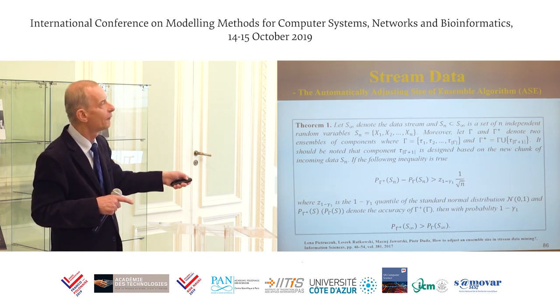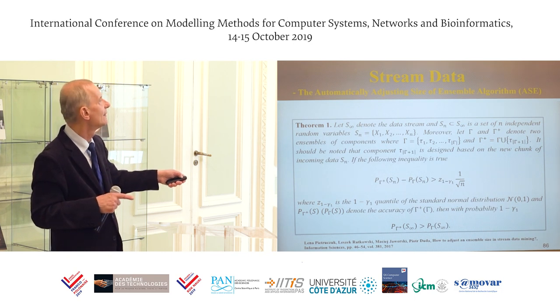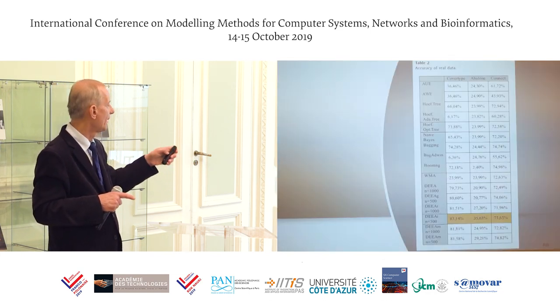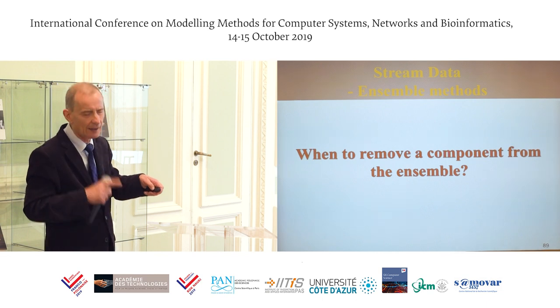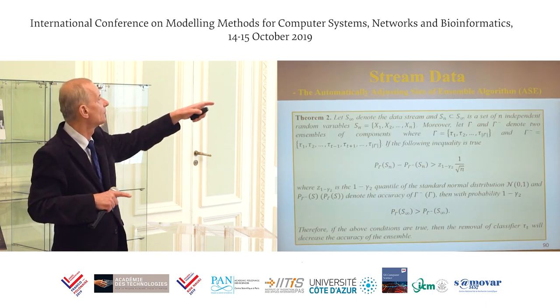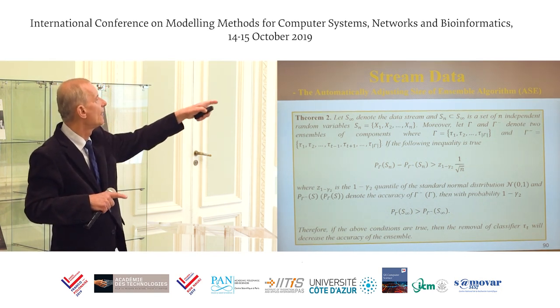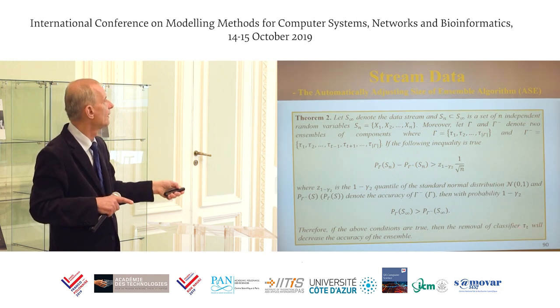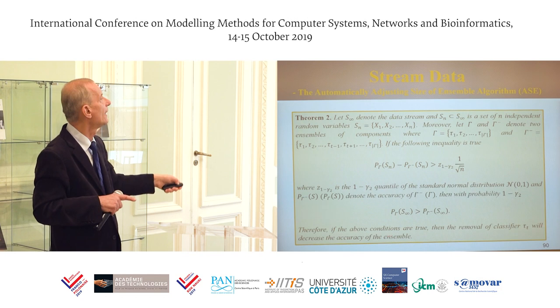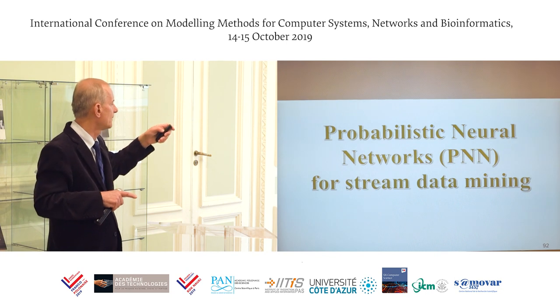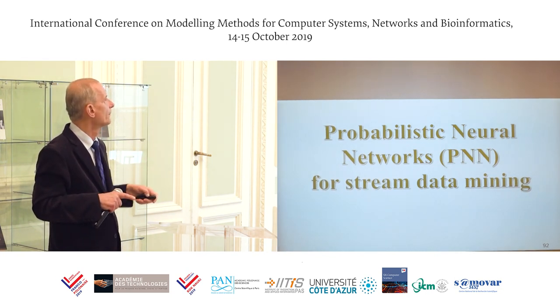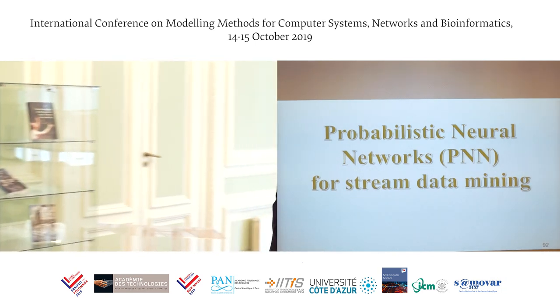And this is the number of observations in our current window. And this is the quantile of the standard normal distribution. So if it is satisfied, then we can expect the improvement, and it makes sense to add a new component. When to remove a component from the ensemble? In a similar way, we check probabilities, calculate differences. If it is satisfied, then the removal of the classifier will decrease the accuracy of the ensemble, and those theoretical investigations were supported by many experiments.